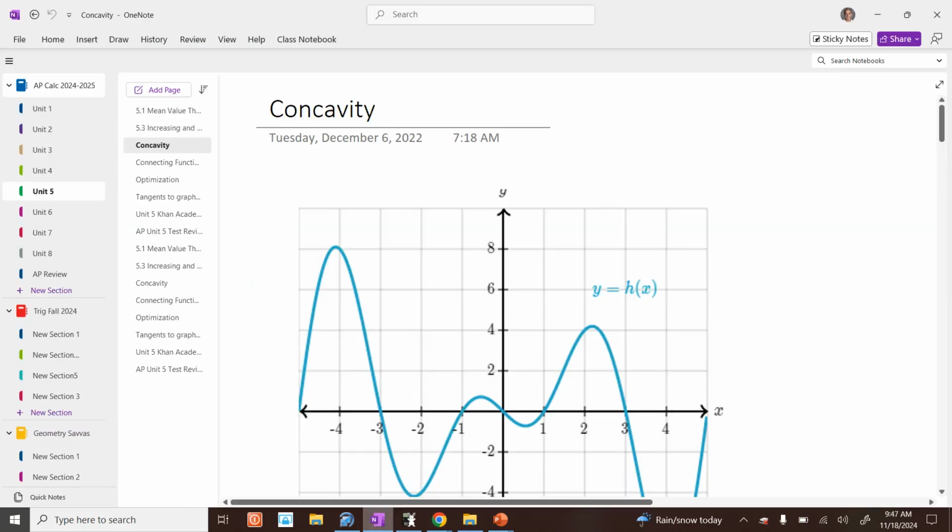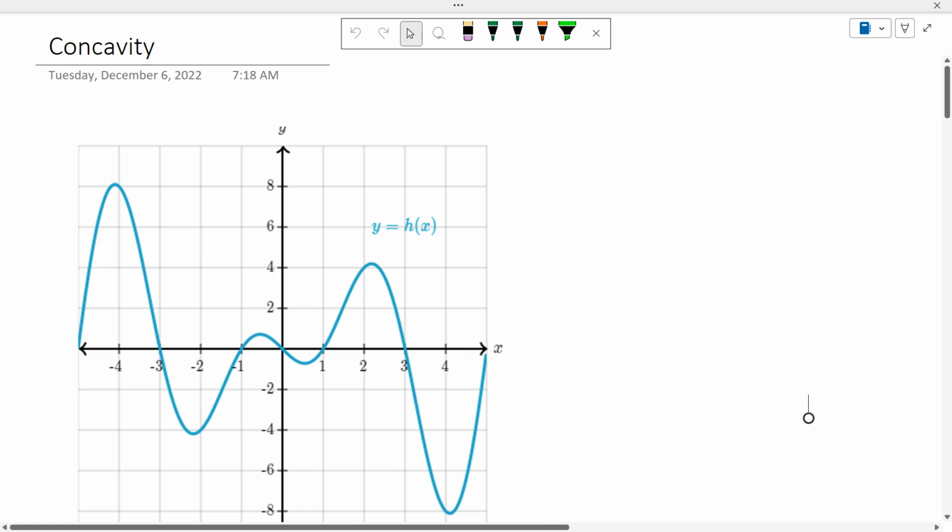All right, today is about concavity. What is concavity? Well, that's the downward or upward cup type thing. The cup is pouring out, so that's concave down. The cup is facing up, so that's concave up. Okay? Where does it change from concave up to concave down?